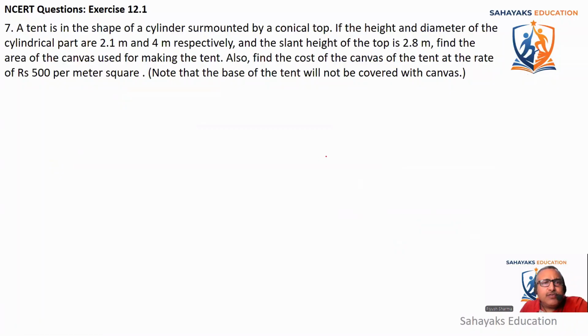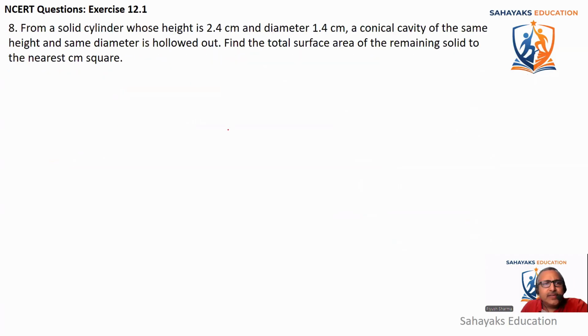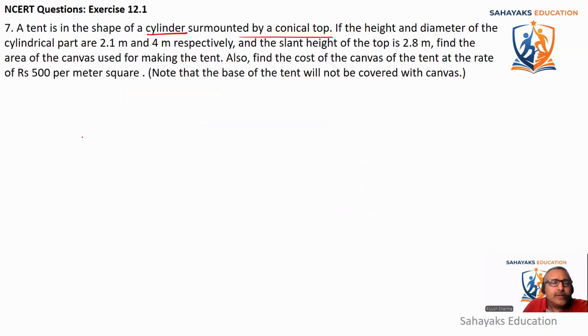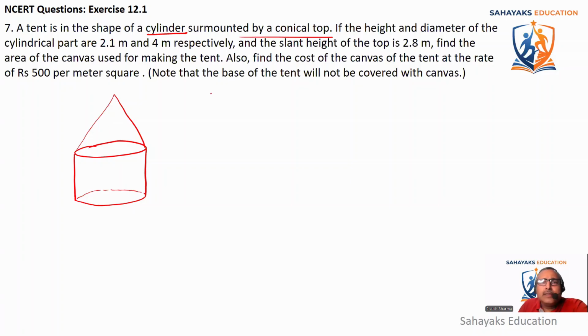A tent is in the shape of a cylinder surmounted by a conical top. Is the figure given? No, the figure is not given. So I'll just make a cylinder. This is a cylinder and it is surmounted by a conical top. Let's make a cone out here. Okay, it's a nice hut.